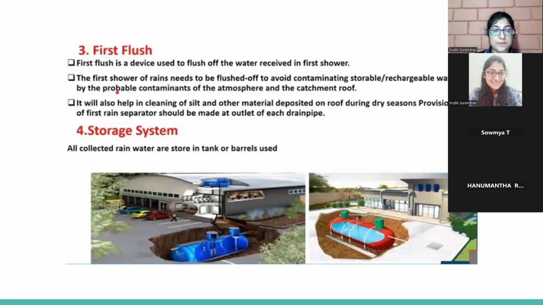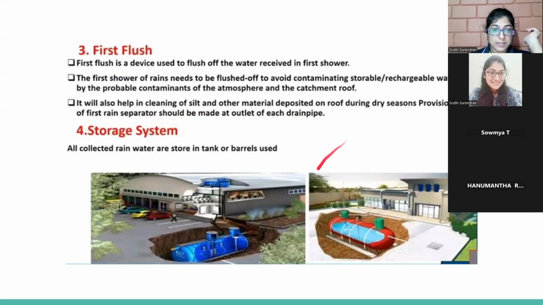Then we have the first flush. First flush is when it rains initially, in the beginning, the water that comes as the first rain has to be removed because it might contain contaminants that are carried along with it from the atmosphere. So the system that is used for removing this first shower is called the first flush. There are various kinds of it, and we're not going into the technical details of how a first flush is provided, although it is something that you are required to know.